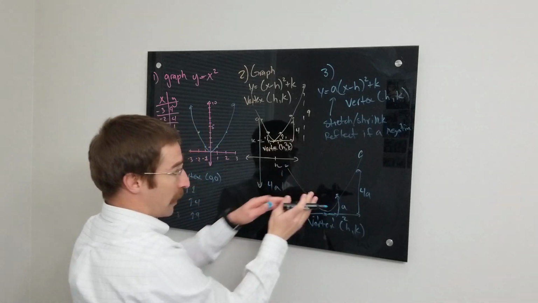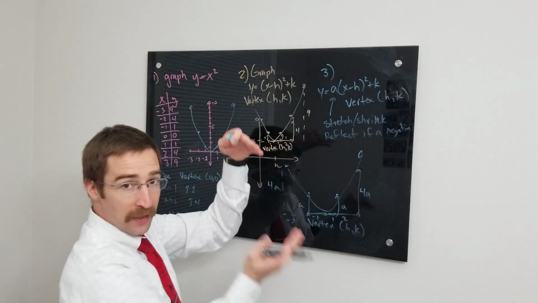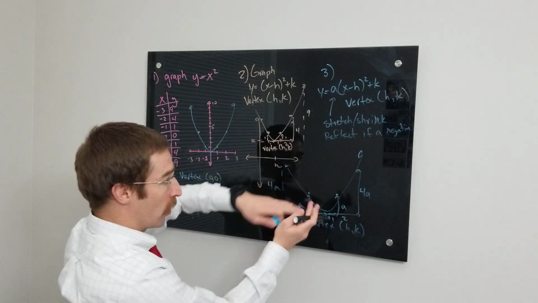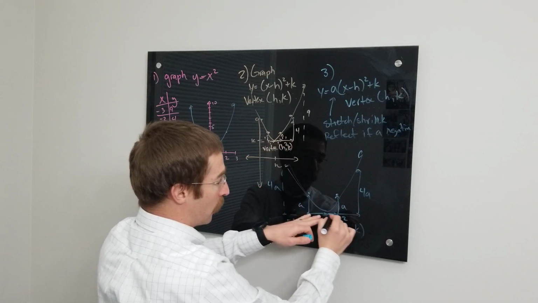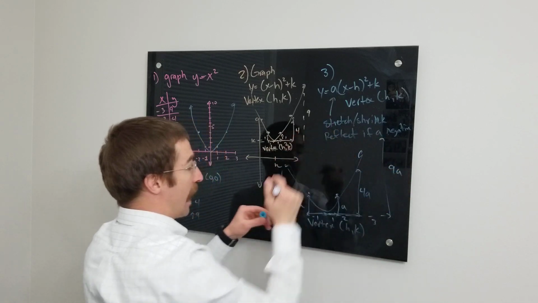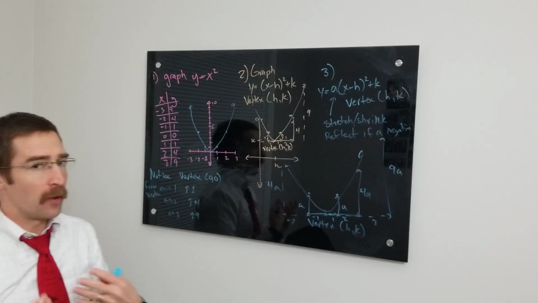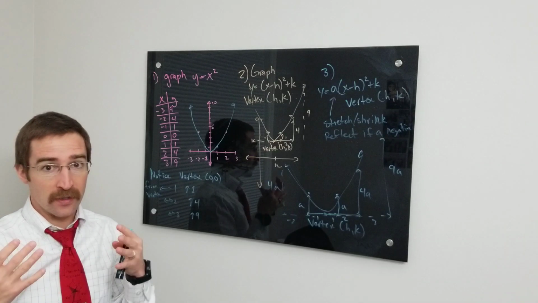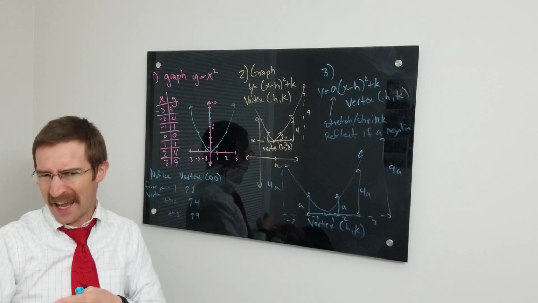So here, this graph will get stretched if a is a big number. If a is a small number, like a half or a quarter or something like that, it'll get shrunk. If I were to go right or left 3, I would go up 9 times whatever that a number is. Okay, so it'll hopefully make more sense when we throw some actual numbers in there. That's just kind of what the transformations are doing, or what those a, h, and k do.